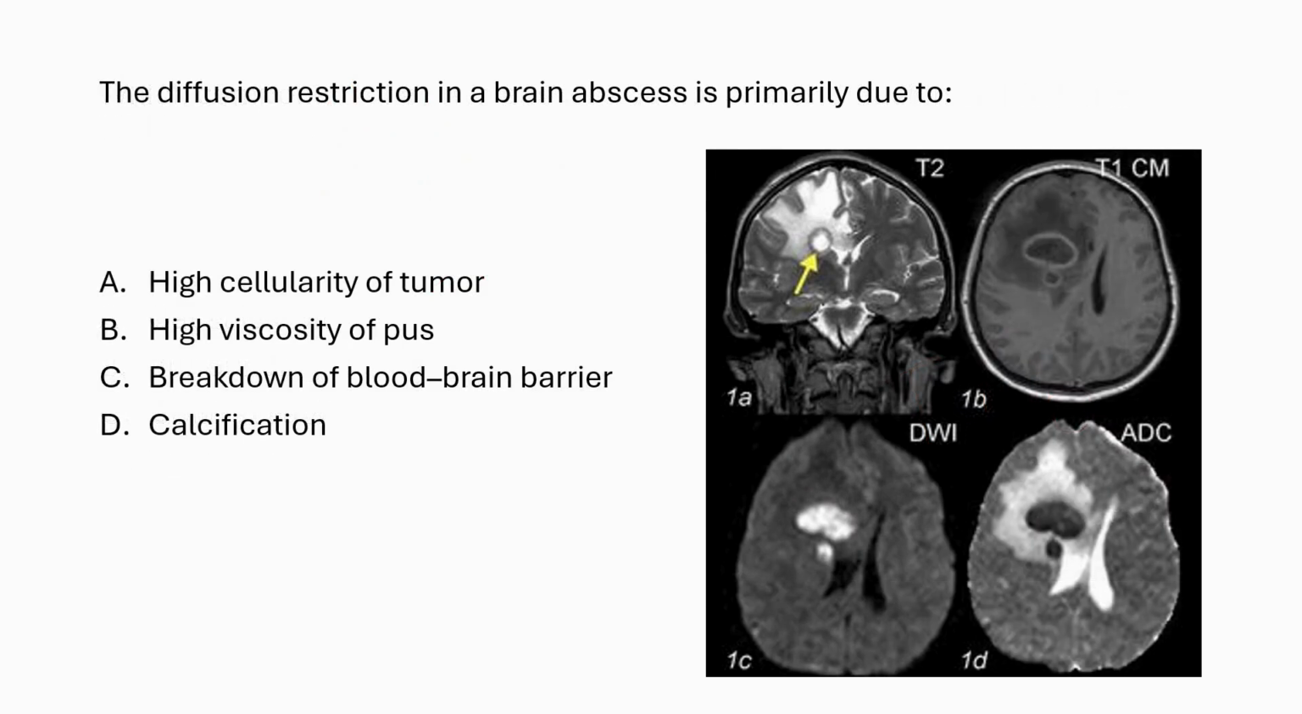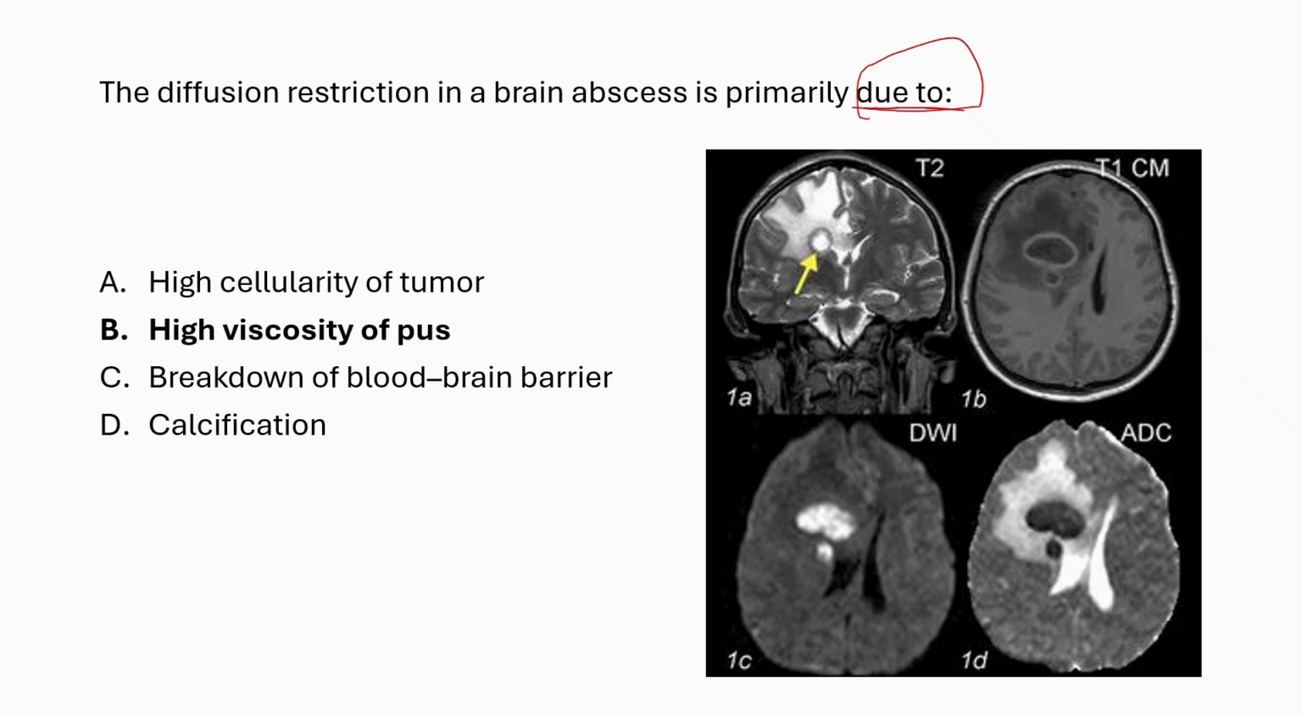As I explained in the previous question, diffusion restriction is seen in the abscess in the central core, and the same question can be asked like this also. The diffusion restriction in the brain abscess is primarily due to? So this is asking about the cause of diffusion restriction in abscess. So this is due to the high viscosity of pus.